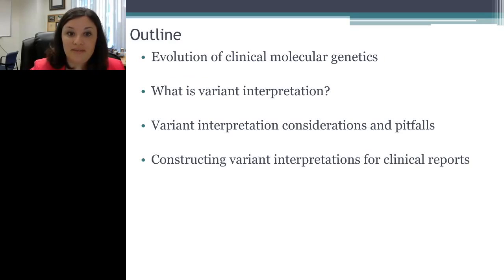I briefly wanted to give an outline of my talk. We're going to start out by talking about the evolution of clinical molecular genetics. Where have we been and where are we going in the future? Then I'll talk a little bit about what variant interpretation is. I have a lot of case examples to show you with interpretation considerations and pitfalls, and then we'll end by learning about how to construct variant interpretations to put on clinical reports. Oh, and I forgot to say at the beginning, if anyone has any questions, feel free to put them in the Q&A, and I'll try to address them at the end if we have some time.